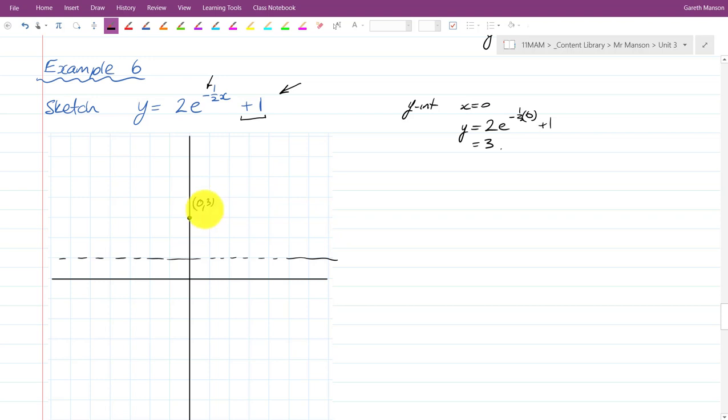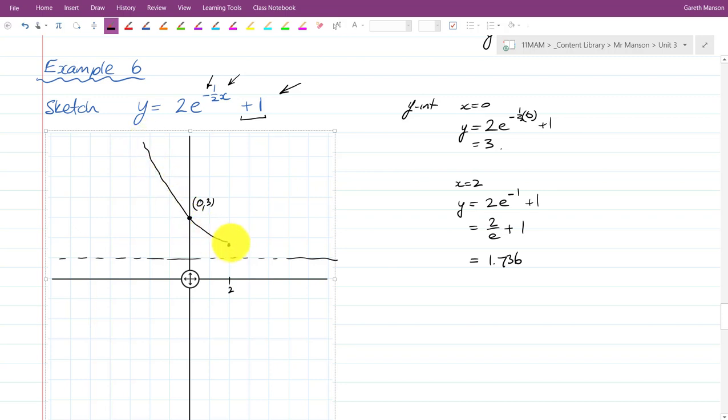If I put x equals 2 in there, it will cancel out that half. So at x equals 2, I get y is equal to 2e to the negative 1 plus 1, which is equal to 2 over e plus 1. And I can do that calculation really quickly. And I get that this is equal to 1.736. That's been rounded, of course. And so I can mark that point. At x equals 2, I get 1.736. That just gives me the scale, which is nice to have.